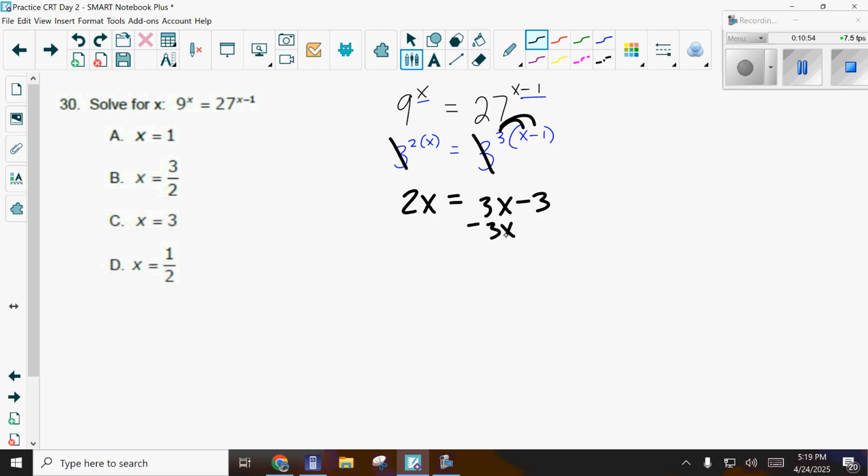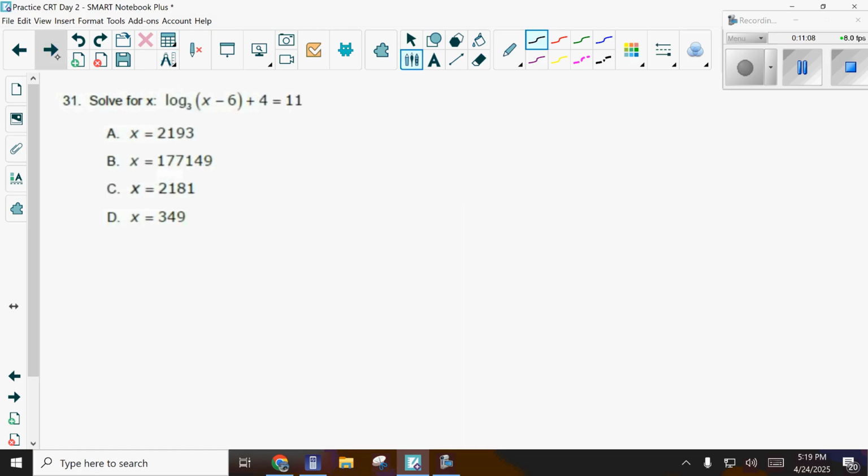I'll subtract 3x to get x to one side. And then I'll just divide by -1, so x is completely alone. So I end up with x equals 3. So for number 30, choice C is the correct answer.